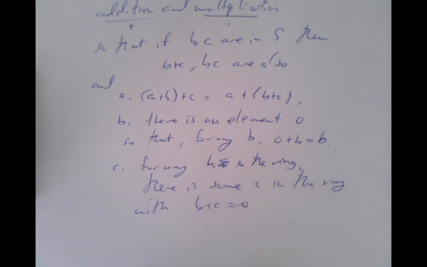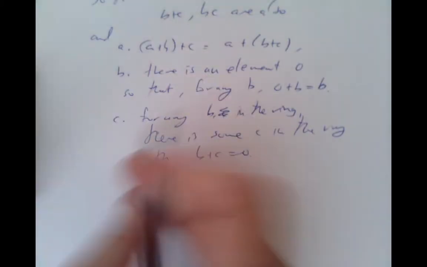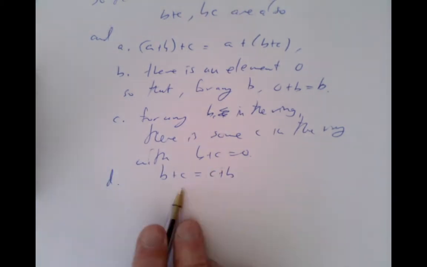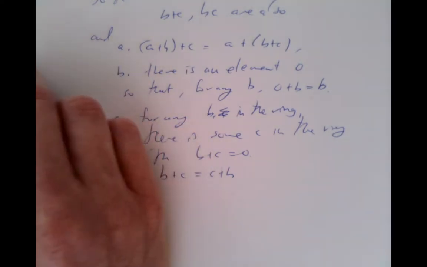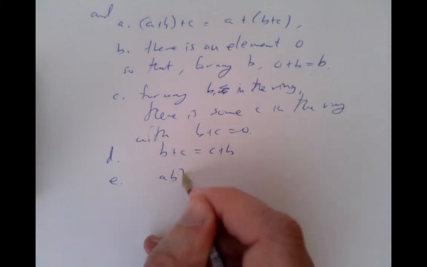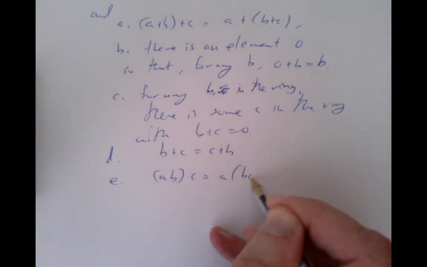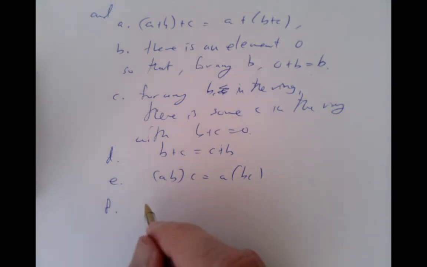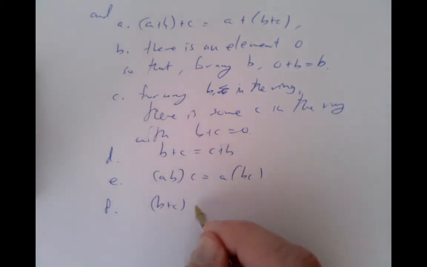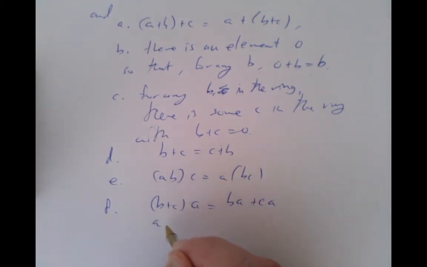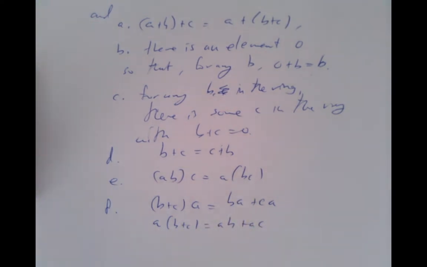And our next rule is going to be that when we add, we can always add in any order. Again, that's for any elements of the ring. The next law is associativity for multiplication: (AB)C equals A(BC) for any elements of the ring. Finally, we need the distributive laws: (B plus C)A is BA plus CA, and A(B plus C) is AB plus AC, again, for any elements of the ring.